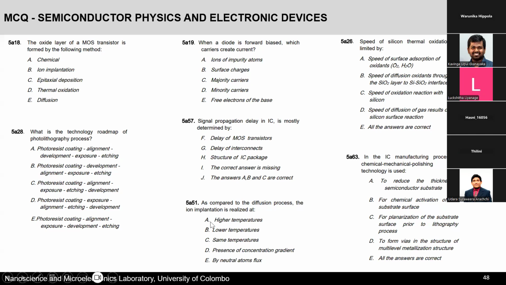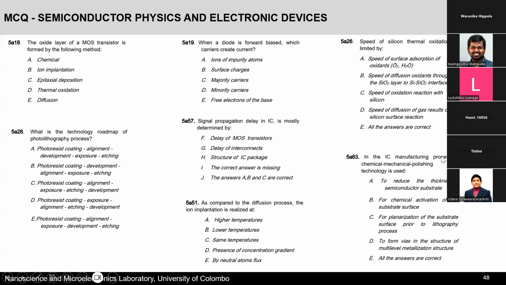right? So the signal propagation delay in IC is mostly determined by, actually they are determined by a whole lot of things, but mostly the delay comes from the interconnect nowadays. Okay, as compared to the diffusion process, the ion implantation is realized at, right? So for diffusion, you need a higher temperature to diffuse the material into the silicon wafer. But ion implantation already has really high energy in its atoms already, so you can do it at a lower temperature, right?